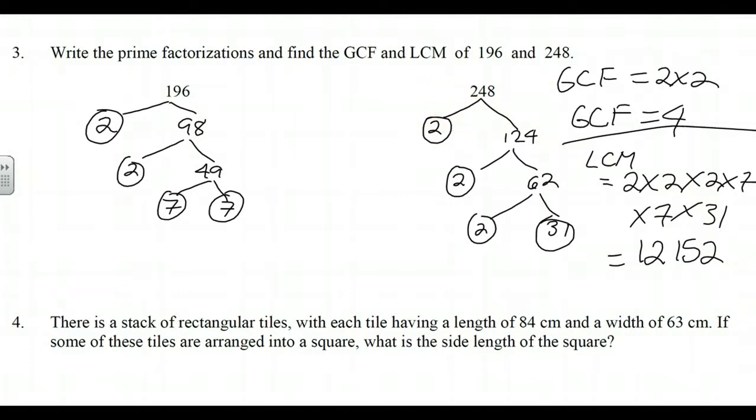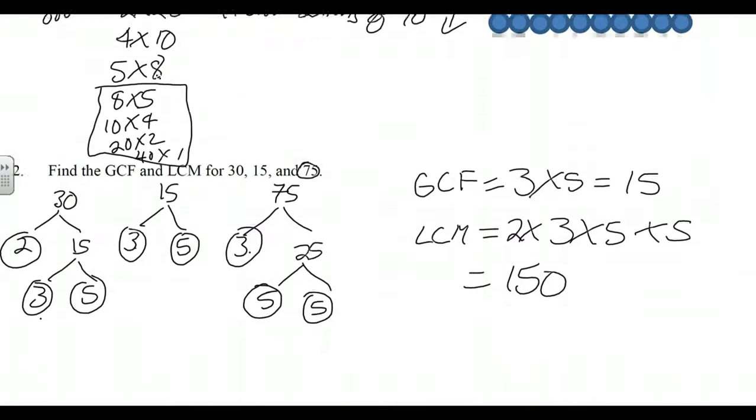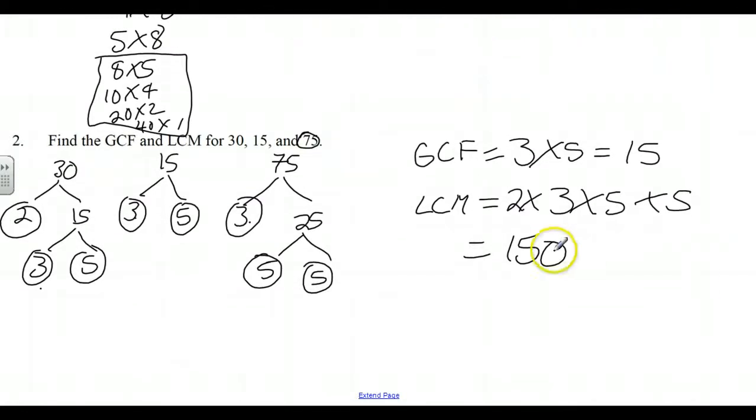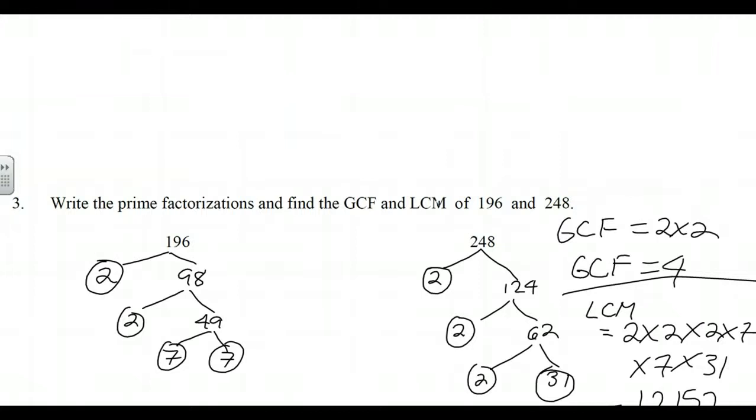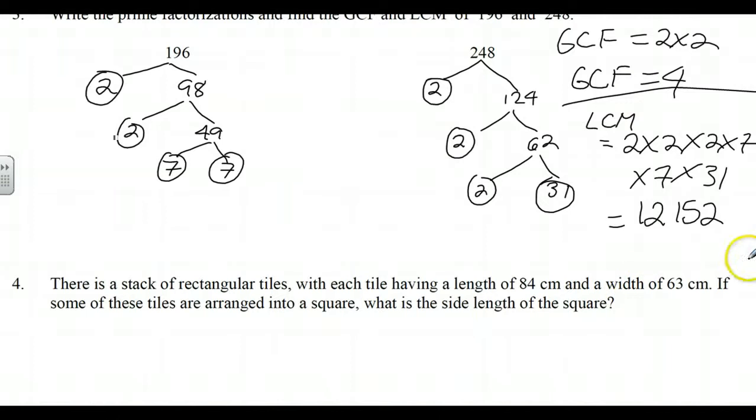So what may work well for numbers like 30, 15, and 75 for finding the LCM will not work well for numbers like 196 and 248. And that's why we need this more systematic method of doing this.